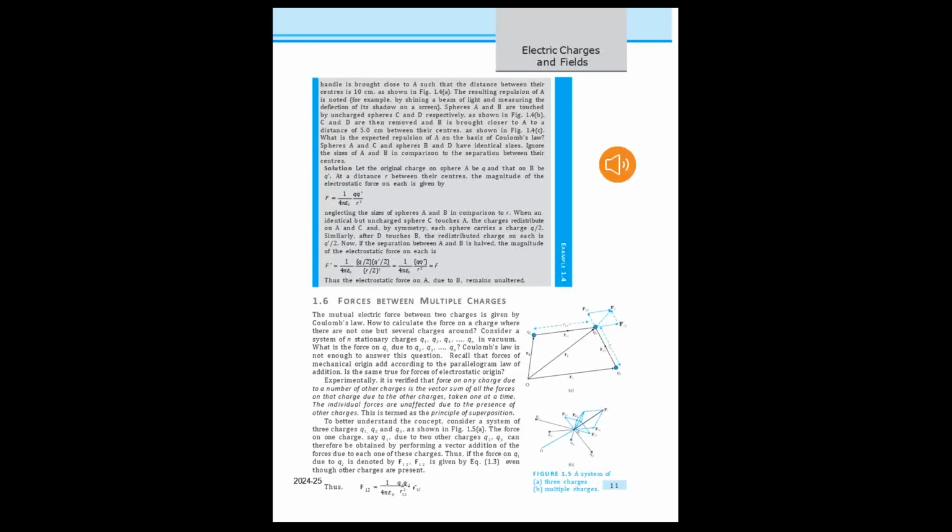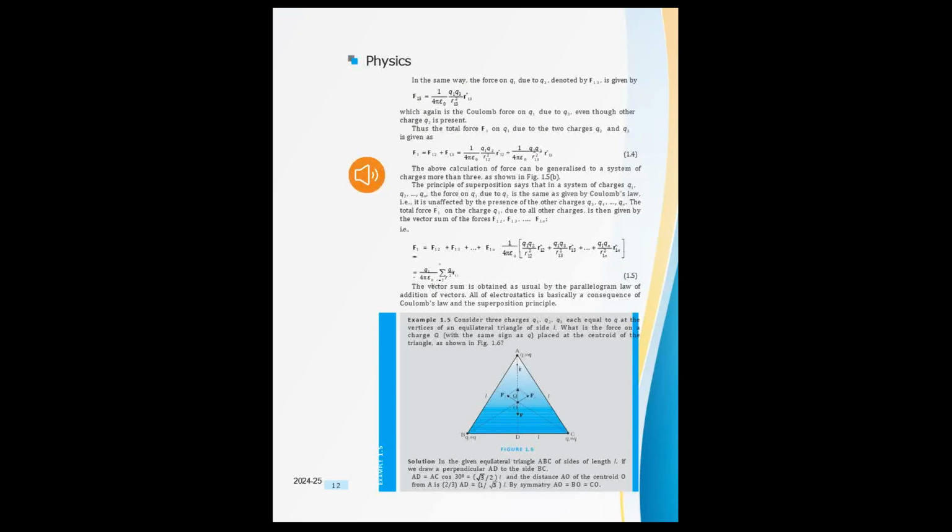Thus, if the force on q1 due to q2 is denoted by F12, F12 is given by equation 1.3 even though other charges are present. Thus, F12 is equal to 1 by 4 pi epsilon naught q1 q2 by r12 square r12 cap. In the same way, the force on q1 due to q3 denoted by F13 is given by F13 equal to 1 by 4 pi epsilon naught q1 q3 by r13 square r13 cap, which again is the Coulomb force on q1 due to q3 even though other charge q2 is present.